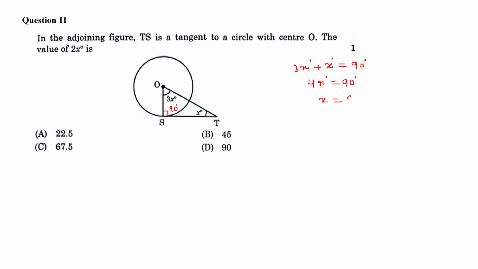So x will be equal to 90 degrees divided by 4. And what I have to find is 2x degrees, so 2 into 90 degrees divided by 4. 2 times 2 is 4, and 90 degrees divided by 2 is 45 degrees. So B will be the correct answer. Now moving to question number 12.